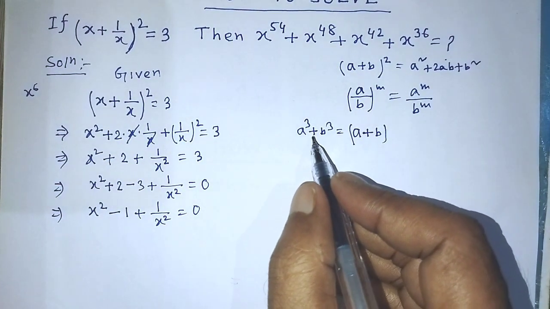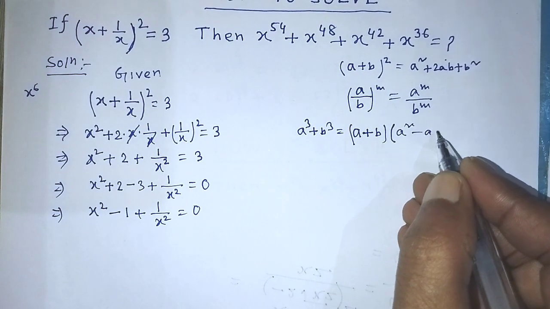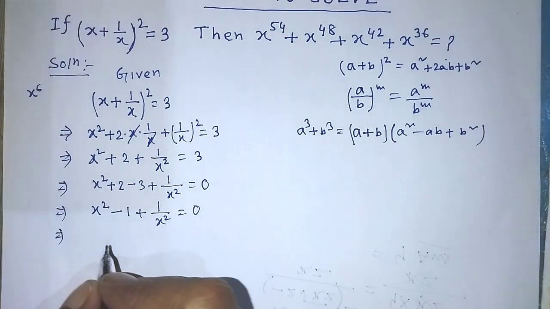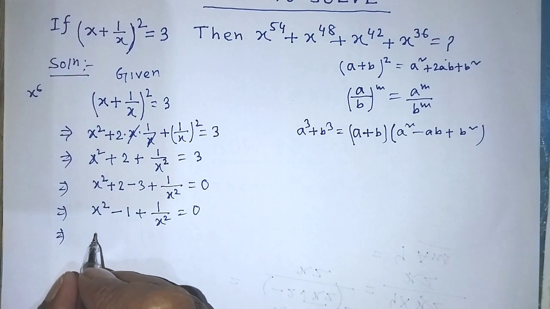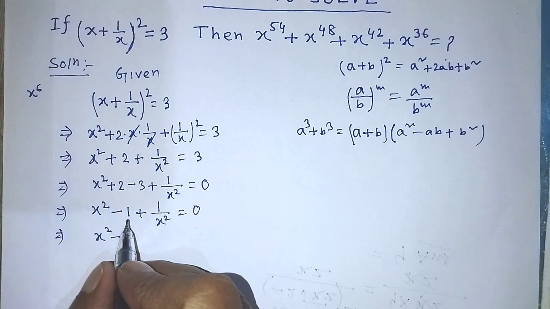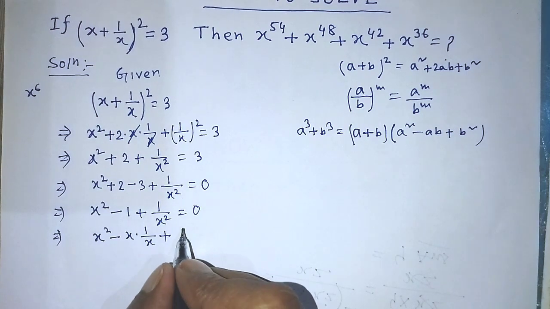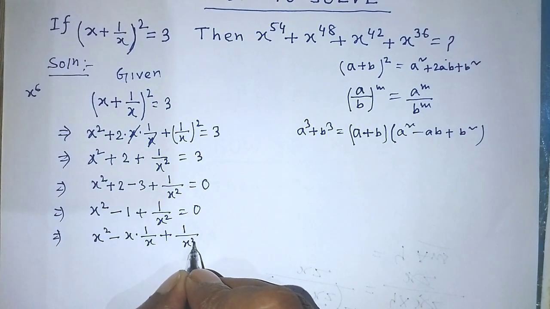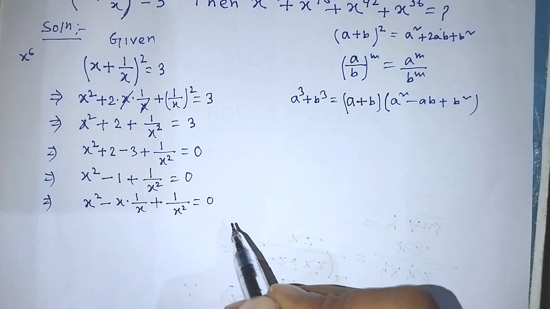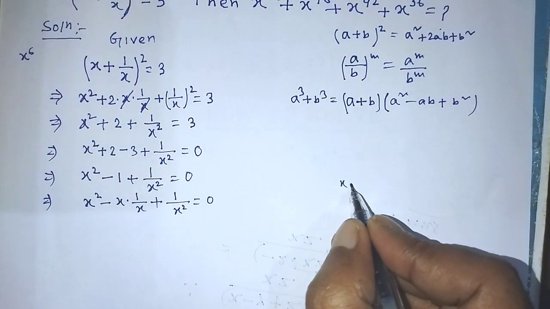So student, to find the value of x^6 from this equation, we have to apply the formula a^3 + b^3 = (a + b)(a^2 - ab + b^2) on the left hand side. So that's why we have to arrange the left hand side of this equation. Now we can write on the left hand side x^2 - x into 1/x + 1/x^2 = 0. To apply this formula, we have to multiply the left hand side and right hand side of this equation by x + 1/x.